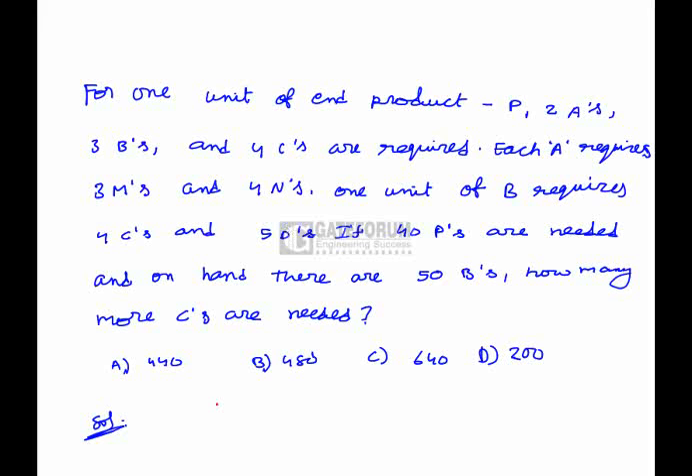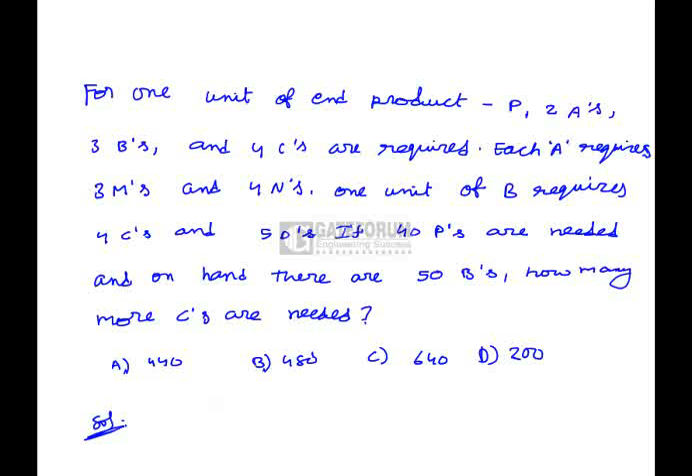1 unit of end product P requires 2 A's, 3 B's and 4 C's. Each A requires 3 M's and 4 N's. 1 unit of B requires 4 C's and 5 D's. If 40 P's are needed and on hand there are 50 B's, how many more C's are needed? Here the options are 440, 480, 640 and 200.